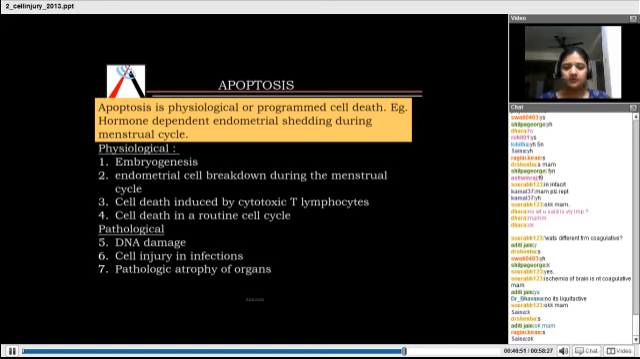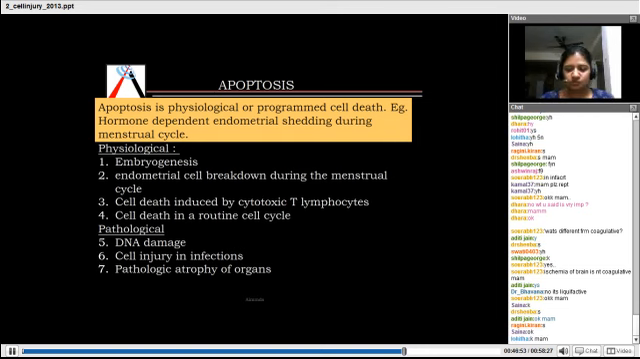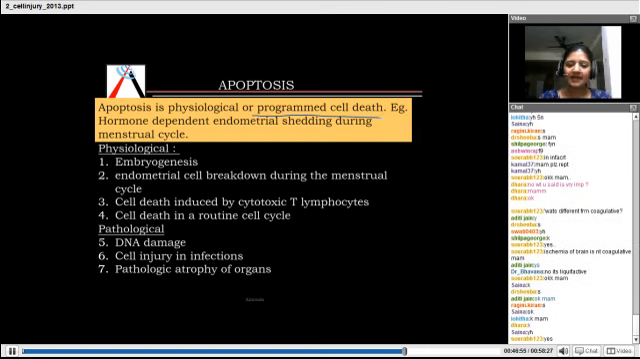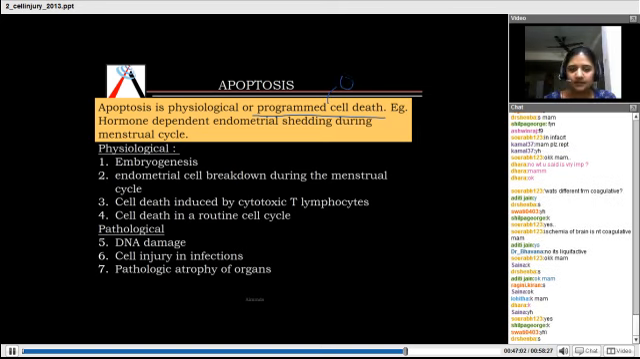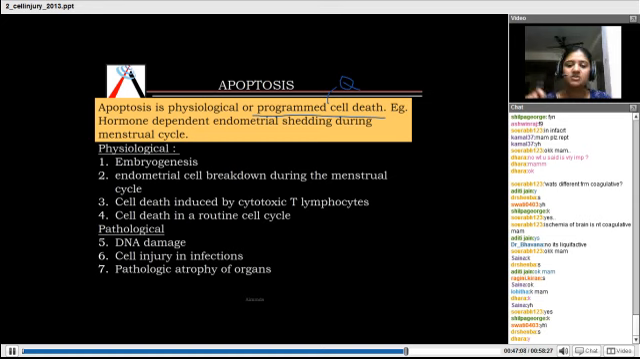Fine? What do you understand by apoptosis? Apoptosis is nothing but programmed cell death. Learn by heart these three words: programmed cell death. MCQ here. Now, this apoptosis can be physiological or it can be pathological.